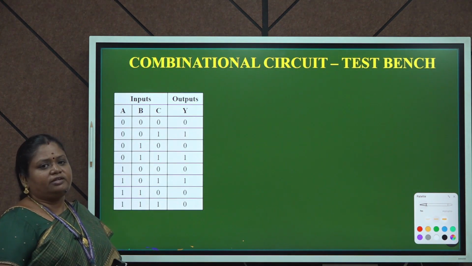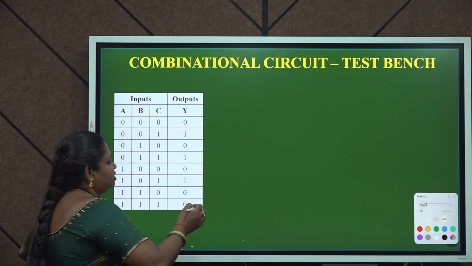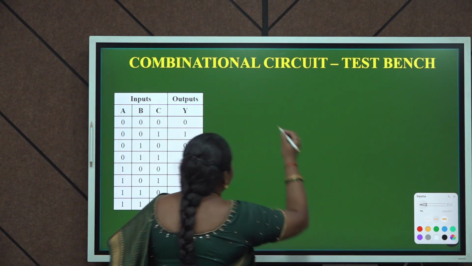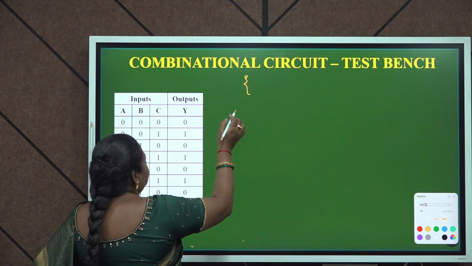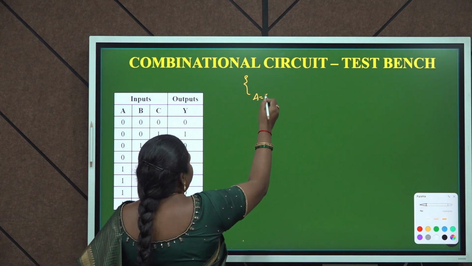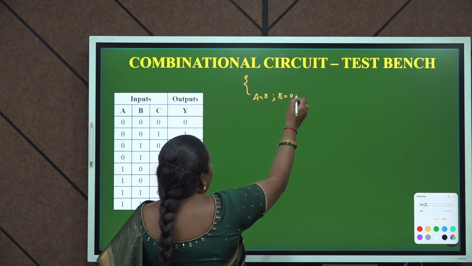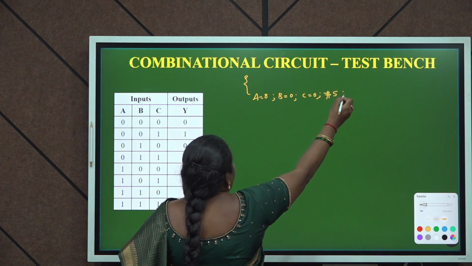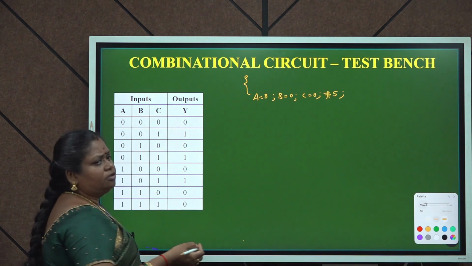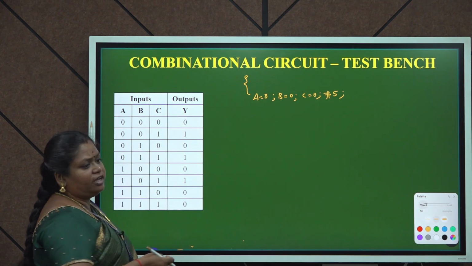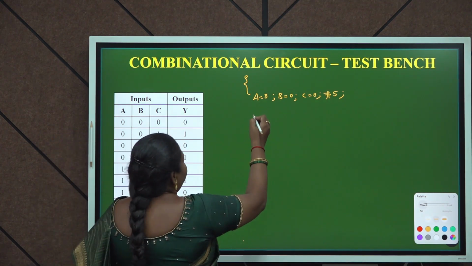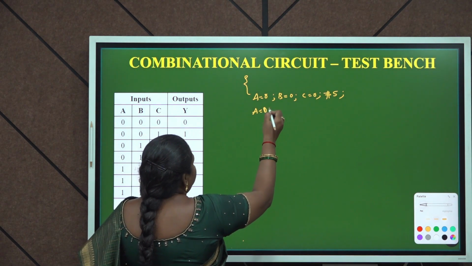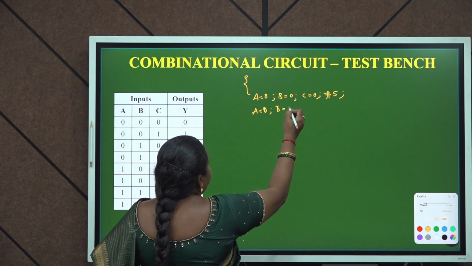Similarly, we write the test cases. As I informed earlier, the test cases can be written in a simple way by passing all the inputs. A equals 0, B equals 0, C equals 0, with a delay of 5 or 10, whatever delay you want to give. I am considering 5 nanoseconds, and passing this for all the test cases.